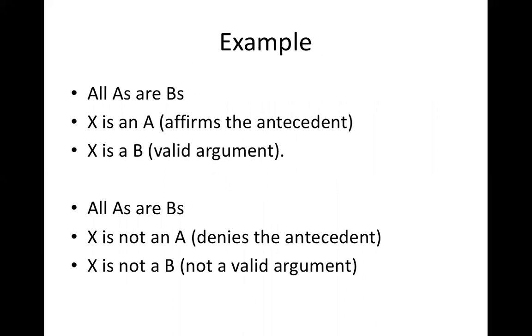They are formal fallacies. Now let's look at an example. All A's are B's. X is an A. That affirms the antecedent. So X is a B. Now, according to the rule, any argument that affirms the antecedent is a valid argument. So this is a valid argument: all A's are B's, X is an A, X is a B. Now look at the second argument. All A's are B's, X is not an A, which denies the antecedent. X is not a B. Now this argument is not valid. An argument that denies the antecedent is not valid.